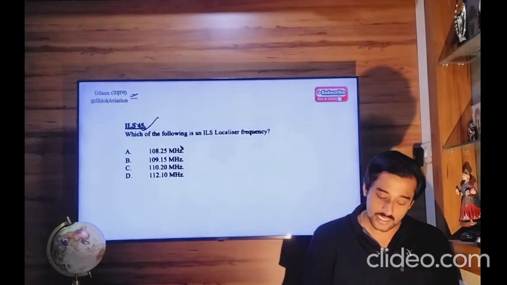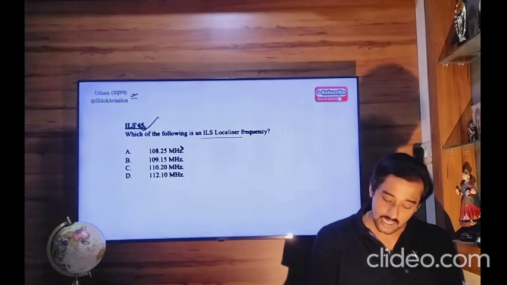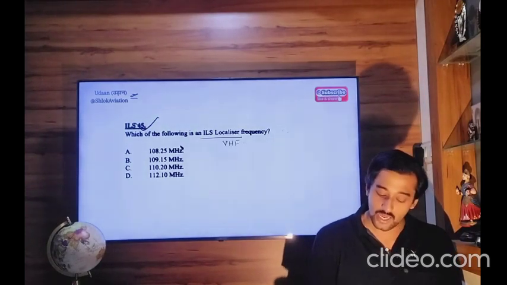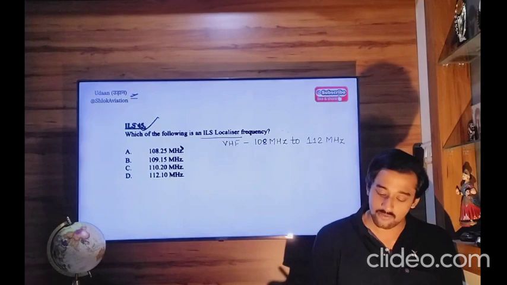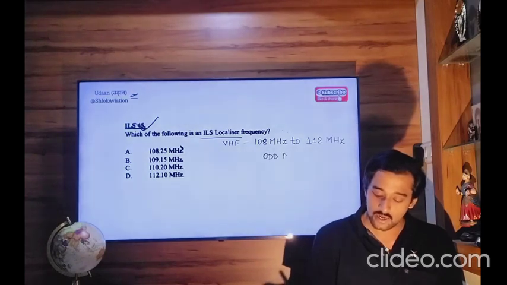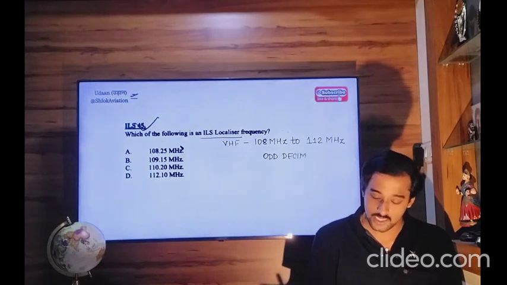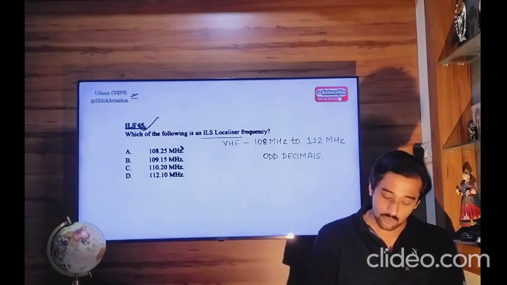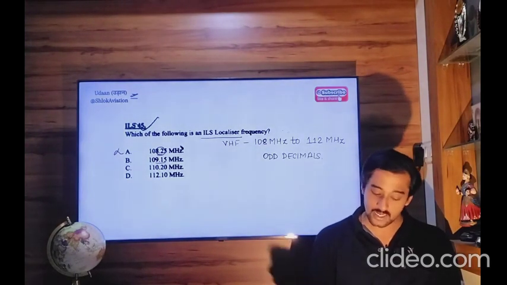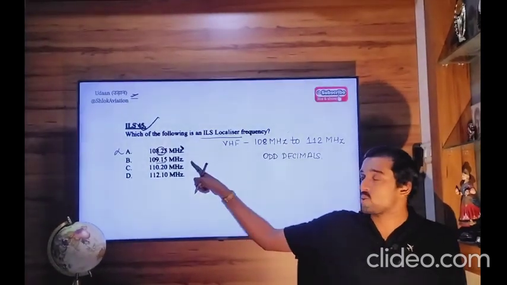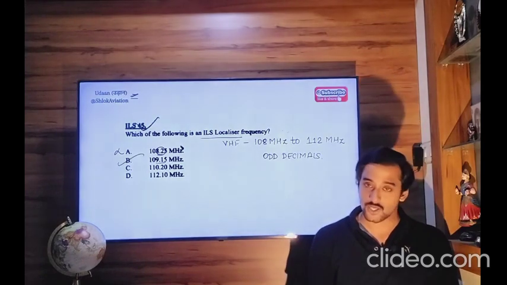Next, which of the following is an ILS localizer frequency? ILS localizer frequencies are VHF, starting from 108 MHz up to 112 MHz. All frequencies that have odd decimals are localizer frequencies. 108.2 is an even decimal, so eliminate that. 108.1, yes, it's an odd decimal and it is between 108 and 112. So option B is the right answer.